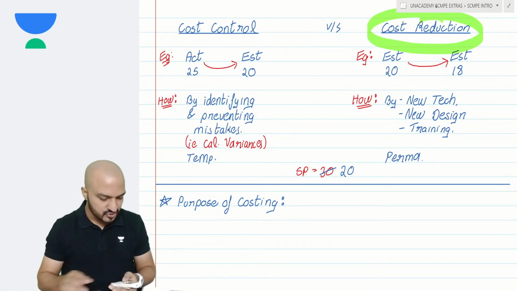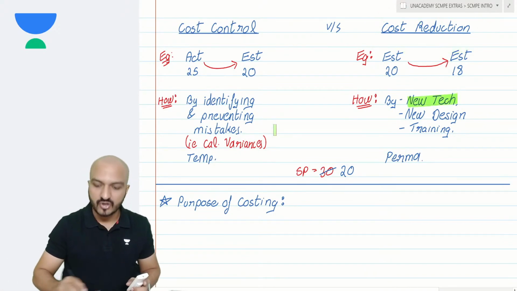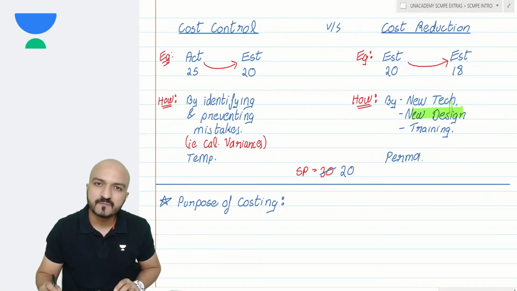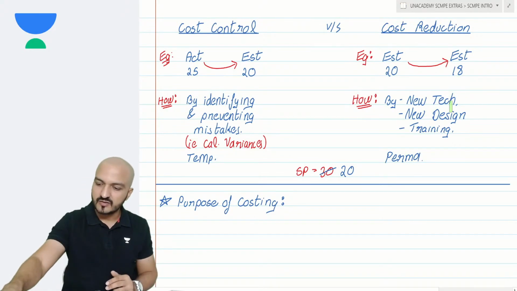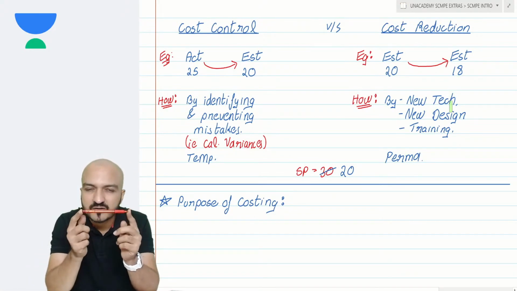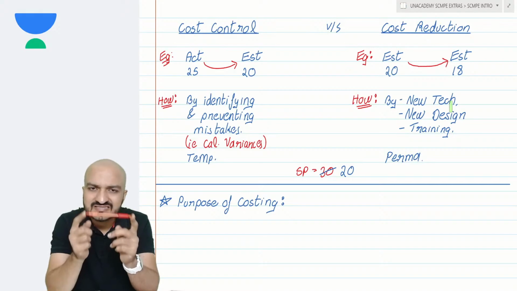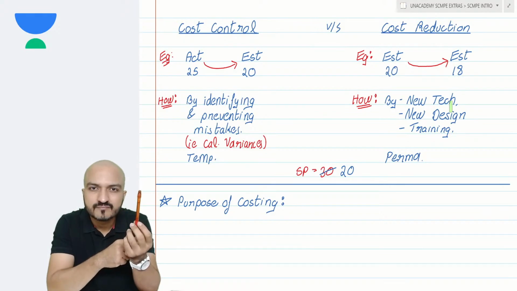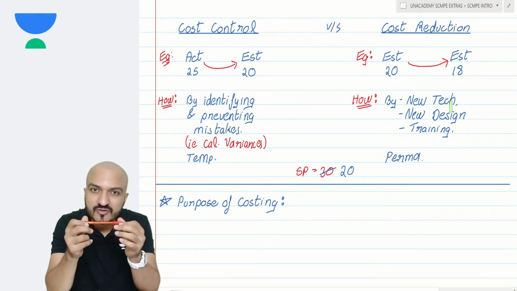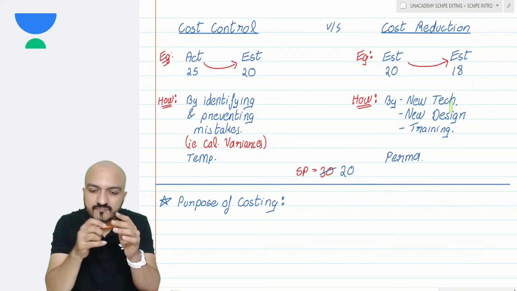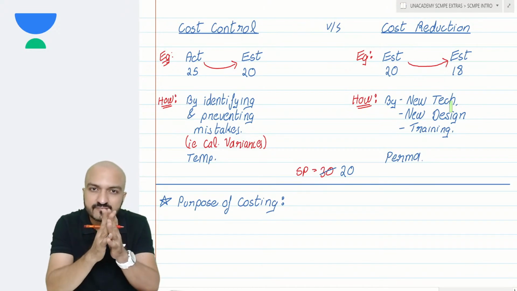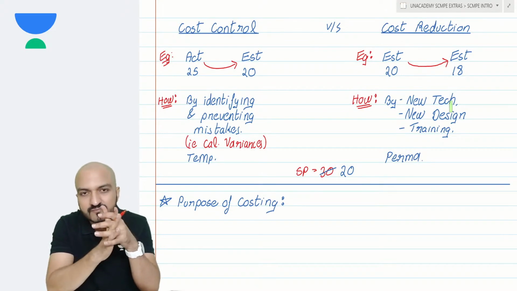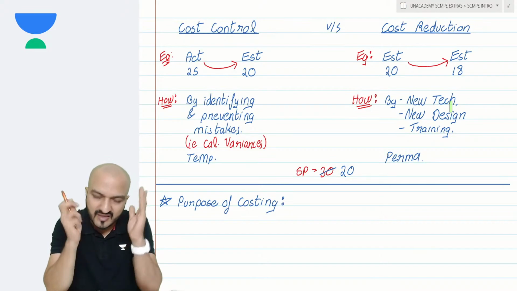I told you cost reduction is done by discovering new technology, new design. Let's say new design. Cost reduction can be done by changing the design of this product. Now tell me, is it your job to change the design of the product? Is that the job of a chartered accountant? To change the design of the product? To discover new technology? Is that the job of a chartered accountant? No. Then why are you learning cost reduction?